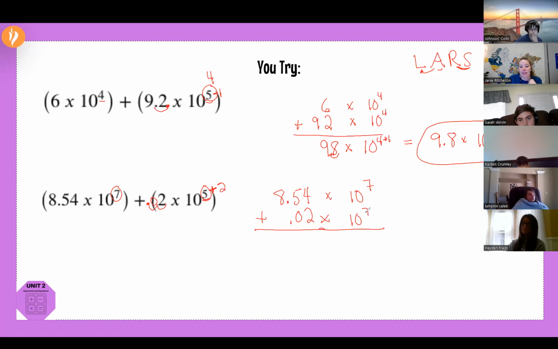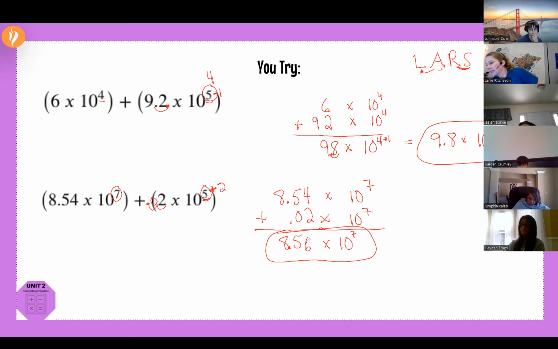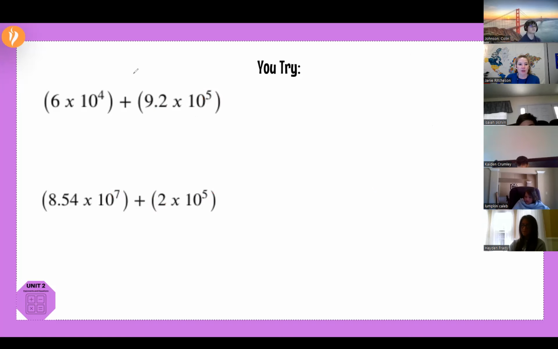And now we know that 10 to the 7th is part of our answer. And when we add, we get 8.56 times 10 to the 7th. Bam, done. How's that? Not too bad, right? Okie dokie. So that's how you add or subtract with scientific notation.